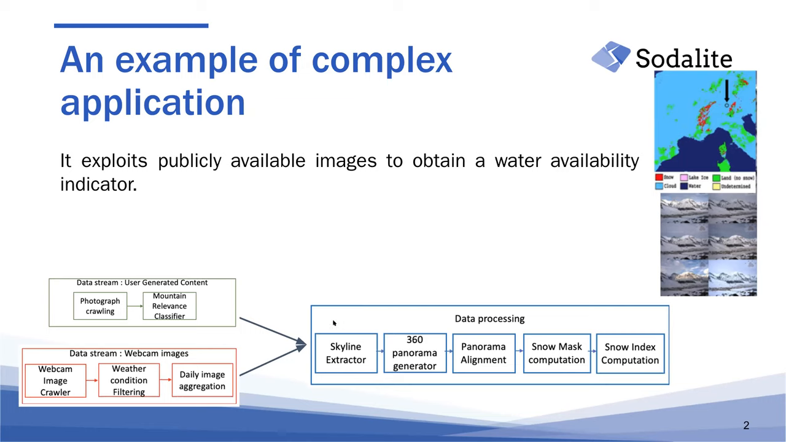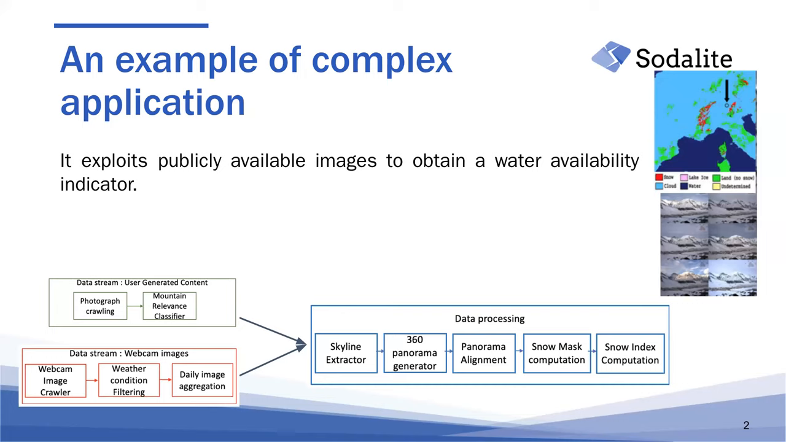In the end, given a database of images, we try to filter them and identify those that are representative of a certain area. For instance, here on the right-hand side, you see multiple images referring to the same area, and we select the one that allows us to have a clearer view of what we call the skyline. Given the skyline that we can see from a certain picture at a certain point in time, and comparing it with the skyline of the same mountain without snow, we can understand the amount of snow and make an estimation of the amount of water that is there.